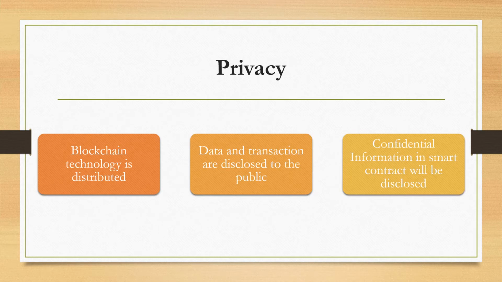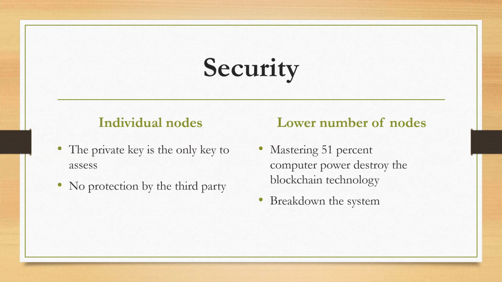The third challenge is privacy. In the public chain, the blockchain is distributed among different stakeholders and the transaction data is transparent and also disclosed to the public, especially the confidential information. Construction companies prefer to keep secrets in the tender price and the quantity price, but it easily causes privacy problems when using blockchain technology.